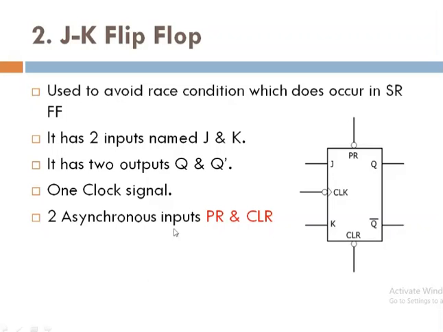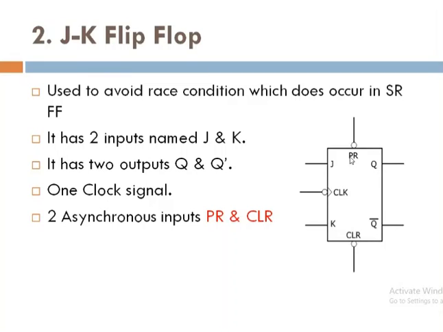Now the additional part is these two asynchronous pins, that is preset and clear pin. So what is the purpose of the preset and the clear pin? The preset pin is used to set the initial circuit value to 1, and if you connect the clear pin to VCC or plus 5 volt, then it will clear the circuit.